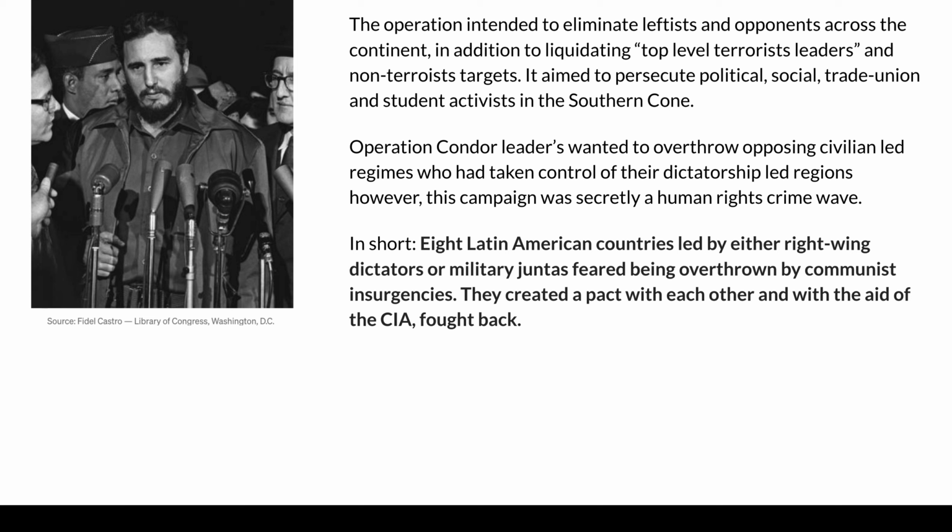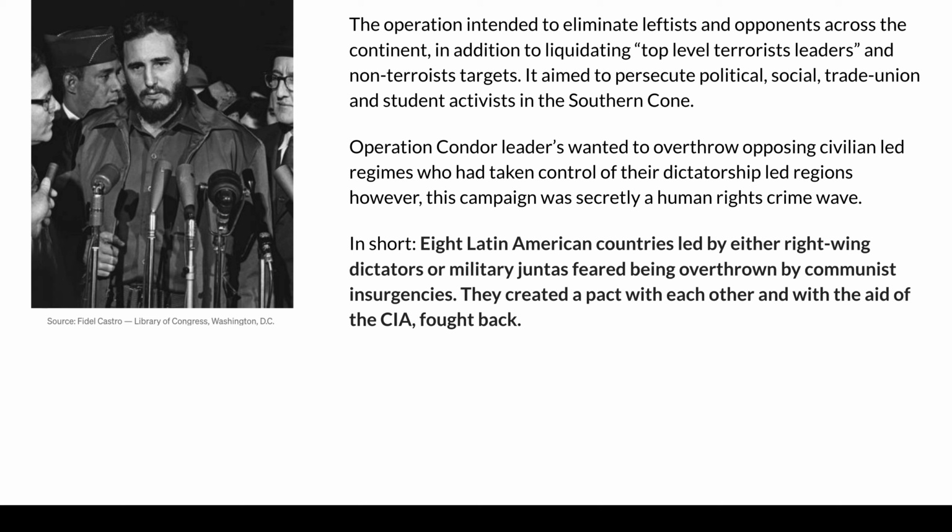The leaders of Operation Condor wanted to overthrow opposing civilian led regimes who had taken control of their dictatorship led regions. However, this campaign was secretly a human rights crime wave. So, the paragraph that I just explained is definitely one of the starting points of Operation Condor.